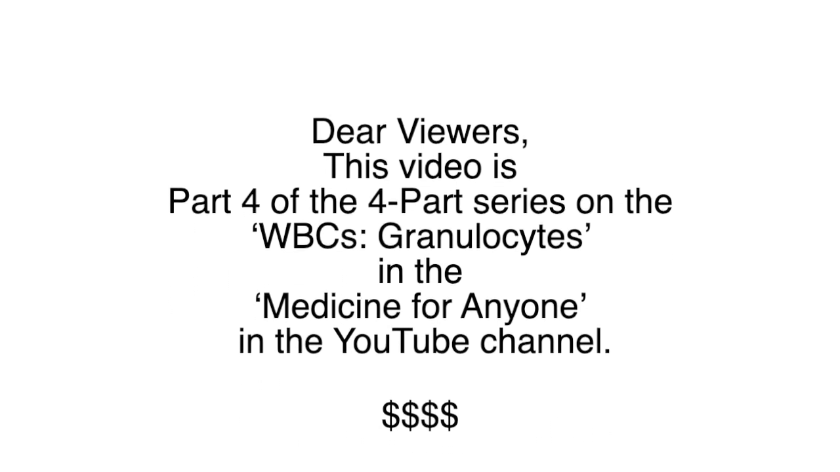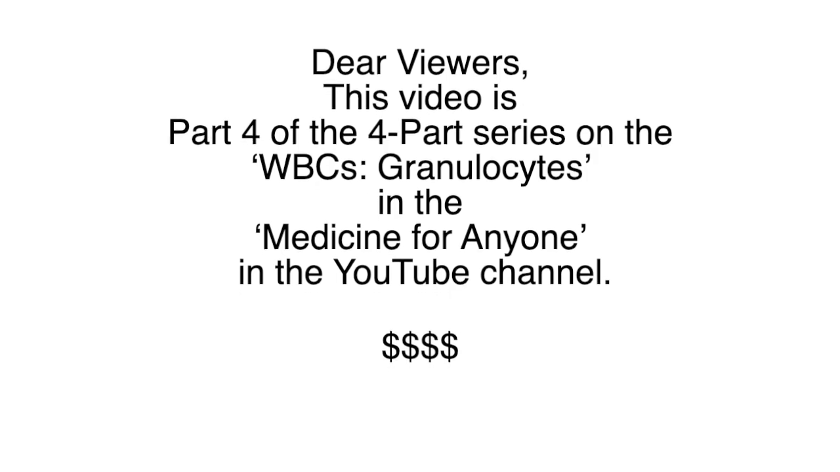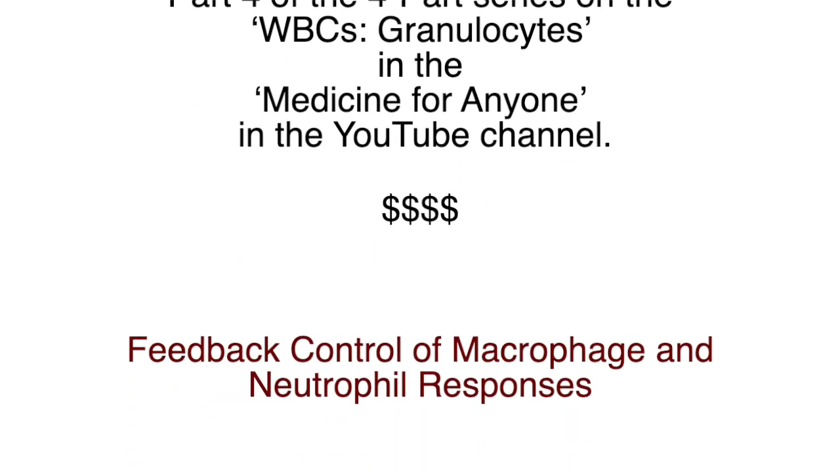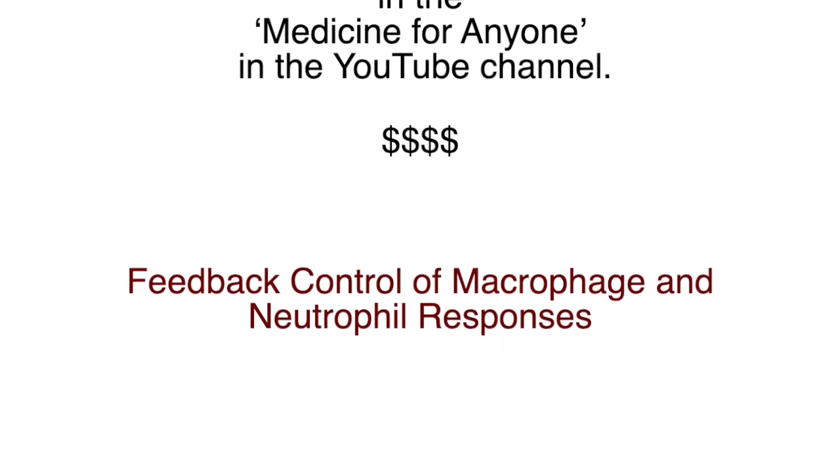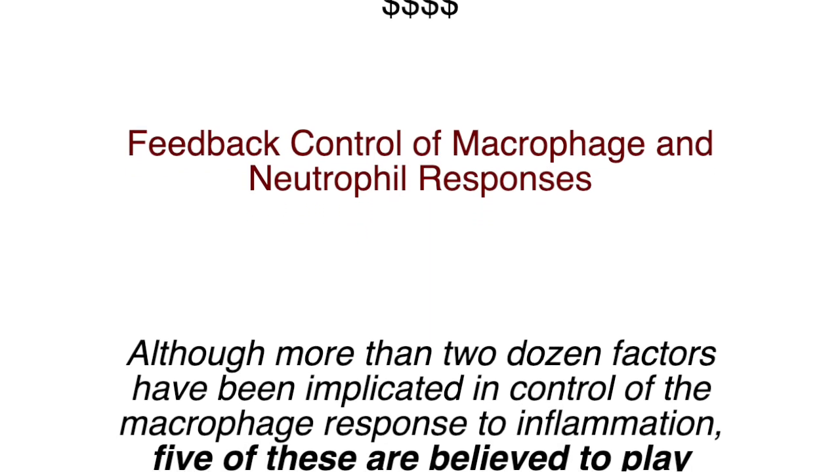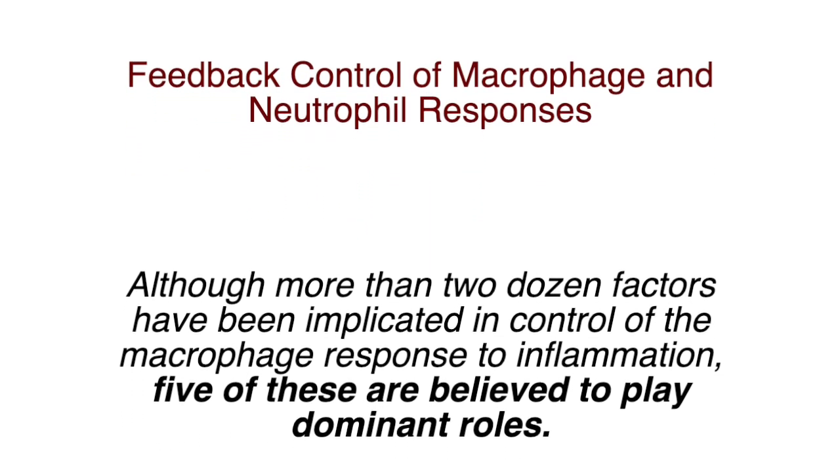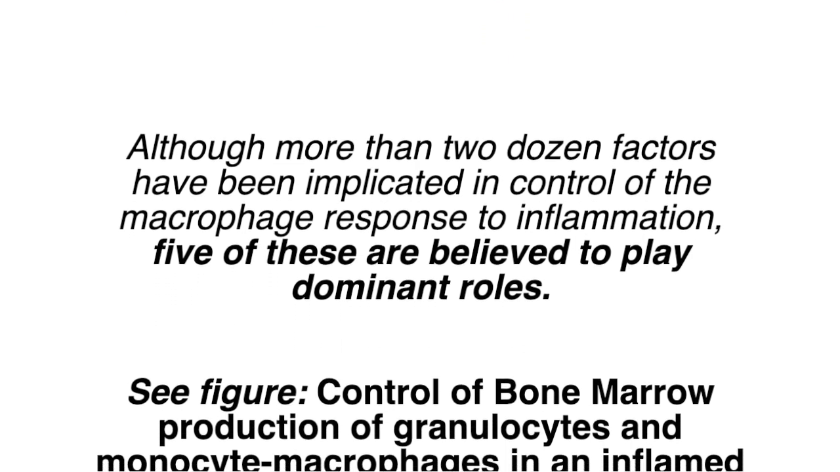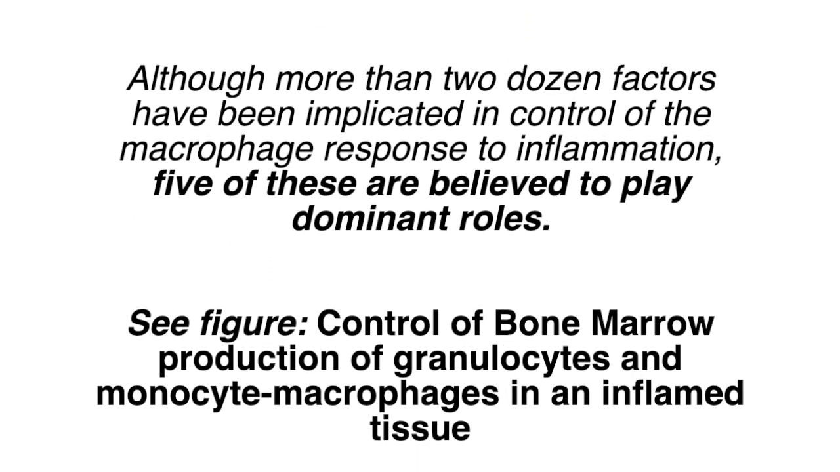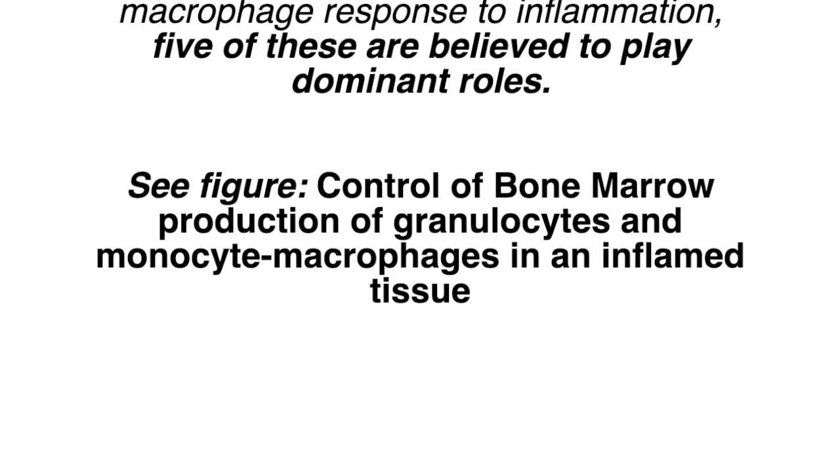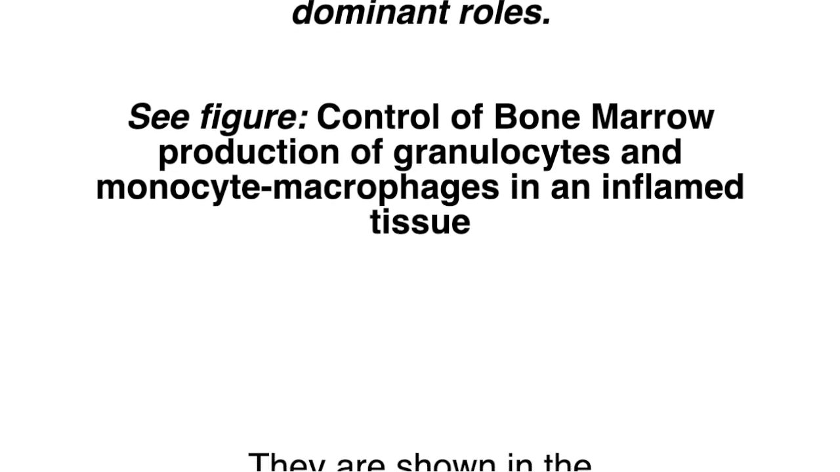Feedback control of macrophage and neutrophil responses. Although more than 24 factors have been implicated in control of the macrophage response to inflammation, 5 of these are believed to play dominant roles. See figure: control of bone marrow production of granulocytes and monocyte macrophages in an inflamed tissue, shown earlier.